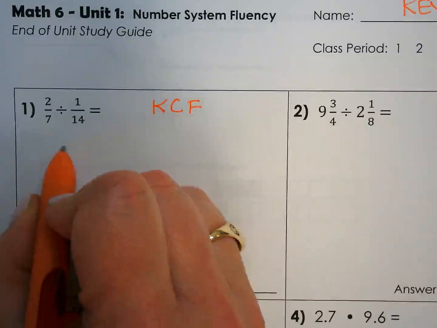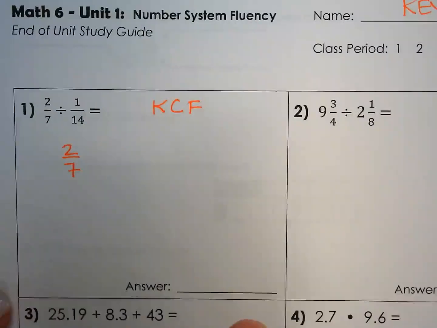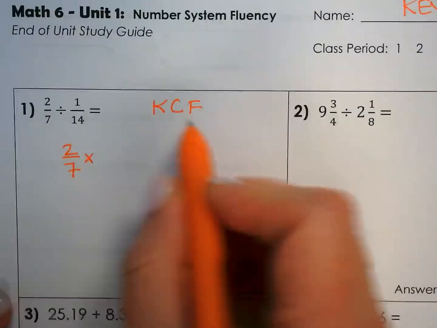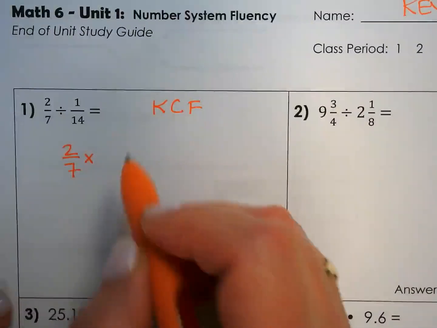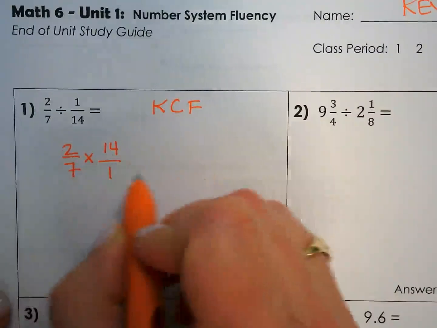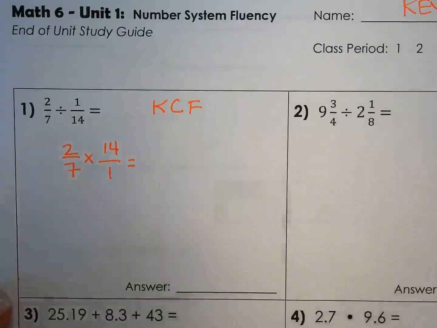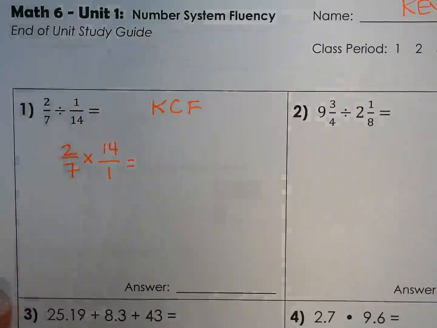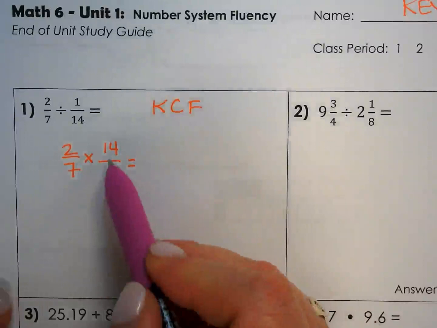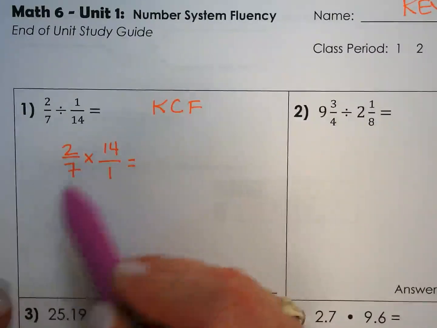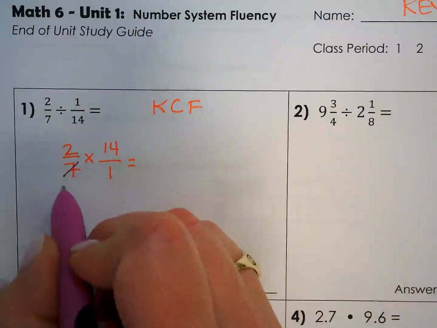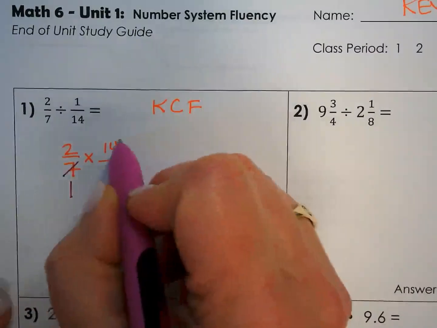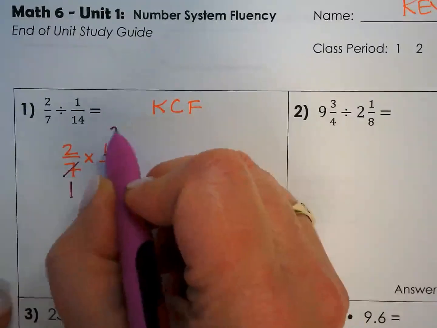K represented keep the first fraction the same. Change meant instead of dividing, now we're going to actually multiply. And flip means we're going to take the reciprocal of the second fraction. In this case, that turns it into 14 over 1. Now, I always believe we should simplify before we multiply. And so I'm going to do that because I know that 14 and 7 share a common factor of 7. If I divide by 7 down here, 7 divided by 7 is 1. And 14 divided by 7 is 2.